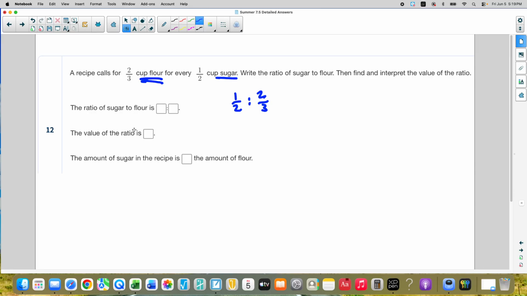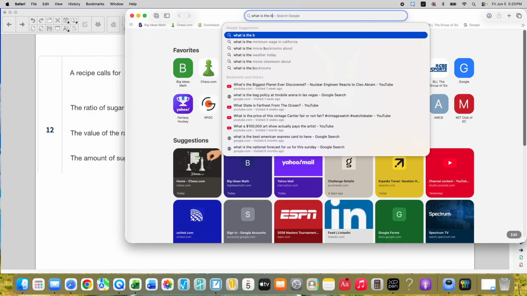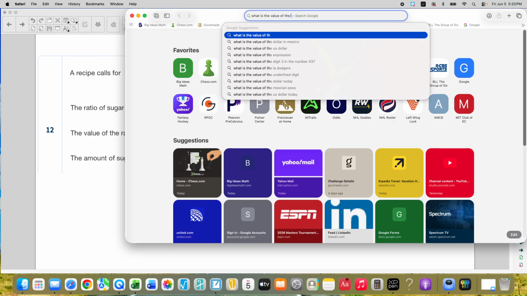The value of the ratio. I've never heard of that term, the value of the ratio. Does that mean that it wants to be in a unit rate? I don't know this one. I don't know this terminology. So when we don't know something, let's look it up. What is the value of the ratio?